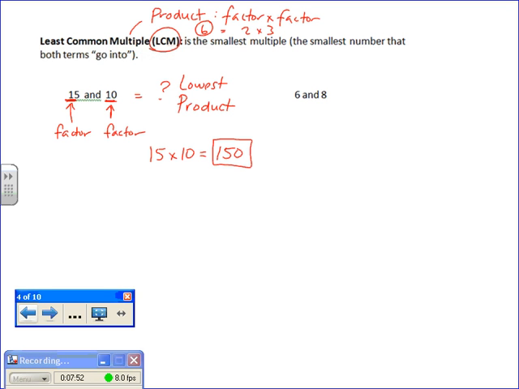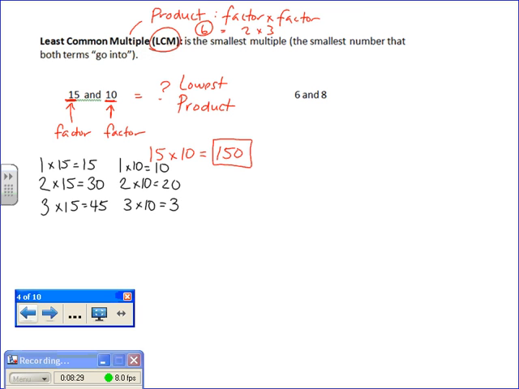So let's think about it. Well, for 15, 1 times 15 will give me a product of 15. Over here, 1 times 10 gives me 10. Then 2 times 15 gives me 30, and 2 times 10 gives me 20. So I haven't yet got a product or a multiple that's the same for both. I haven't yet got to a common multiple. But let's now do 3 times 15, which is 45, and 3 times 10, which is 30.